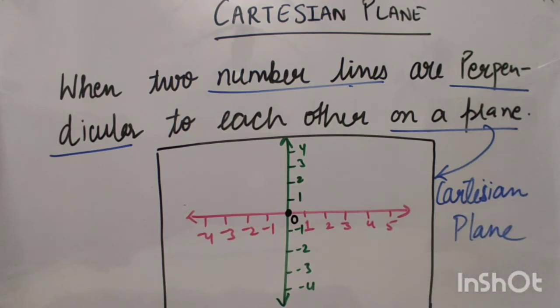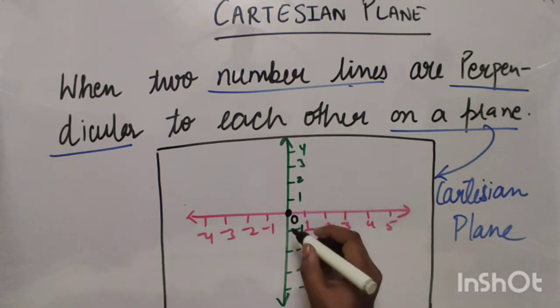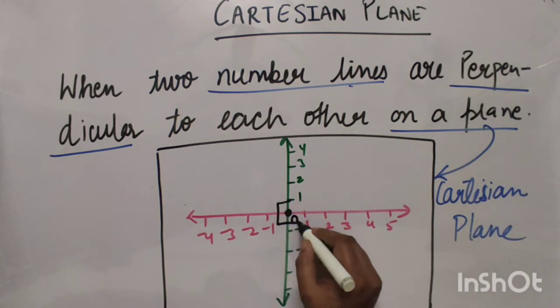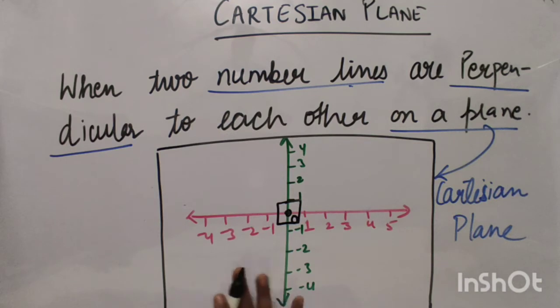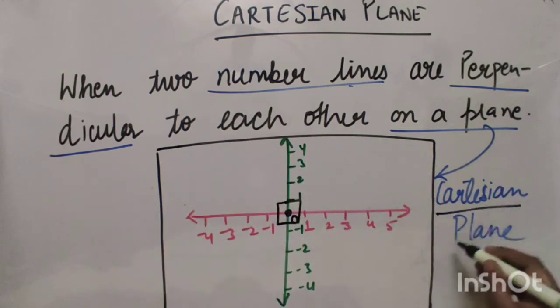Now, here in this whole plane, you can see we have two number lines, right? One is a vertical line, another is a horizontal line. These two number lines are perpendicular to each other and they are drawn on a plane. So, that particular plane is known as the Cartesian plane, right?